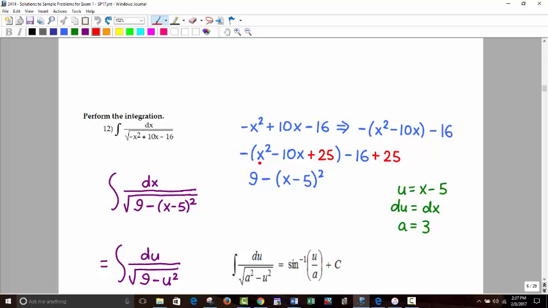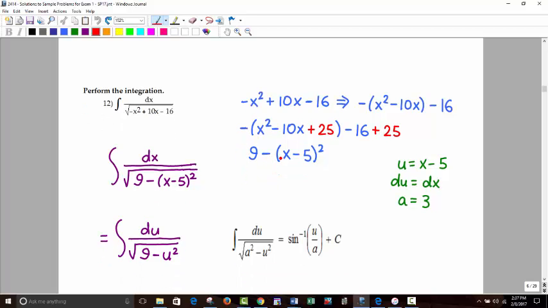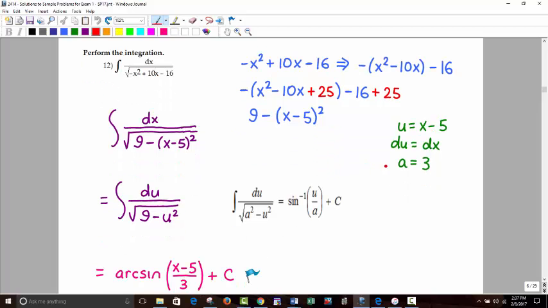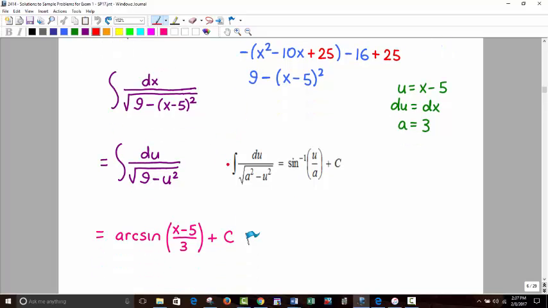Now, for the ones that have minus, then your square is going to go at the end. So negative 16 plus 25 is 9. I put that in front. And then now we have minus x minus 5 squared. So once you go plus plus and get this set up, that's a little tricky there, but then it's not bad. x minus 5 squared, 9 minus u squared, and perfect arcsine. So it's arcsine of x minus 5 over 3. So that was the tricky part, knowing to add twice there.